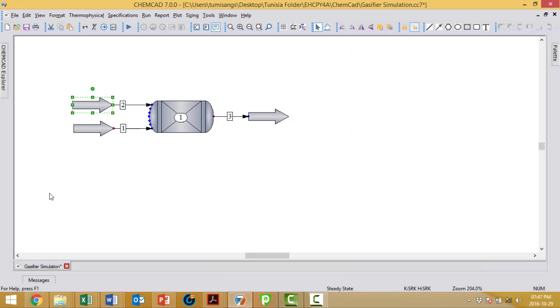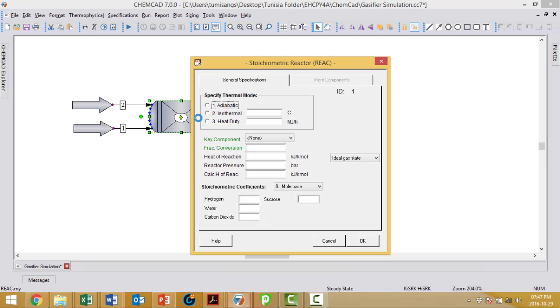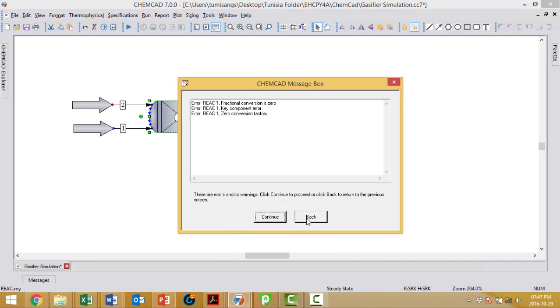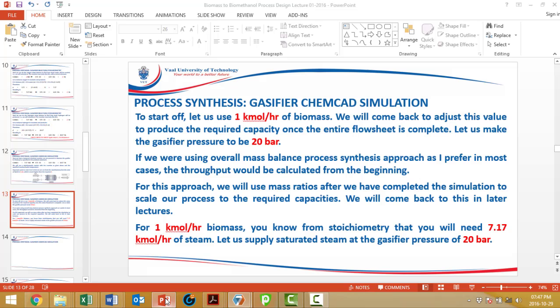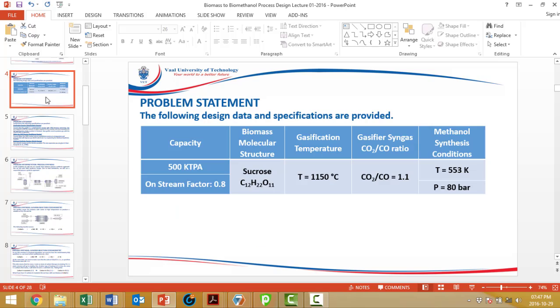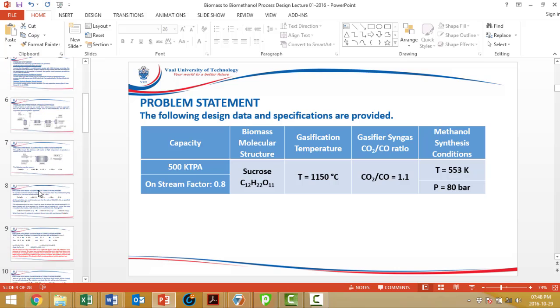That concludes the specification of the feed. The next step, now let's specify the reactor. Let's go with an isothermal reactor operating at the given temperature of 1150. I will just have to quickly go back and look at the specification before we proceed, to make sure that the specifications that we are stating are correct. Yes, we have 1150.